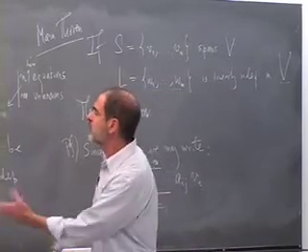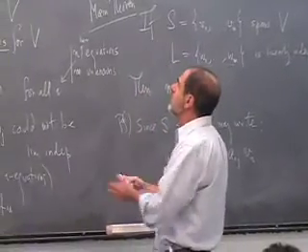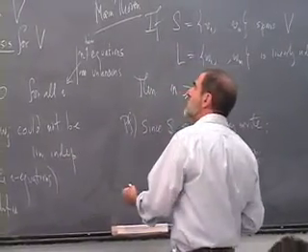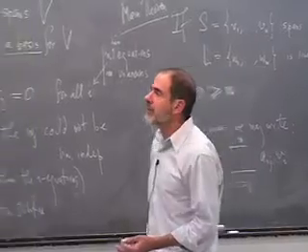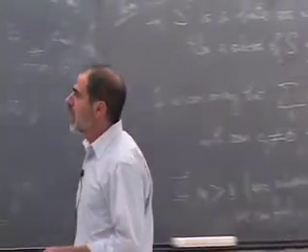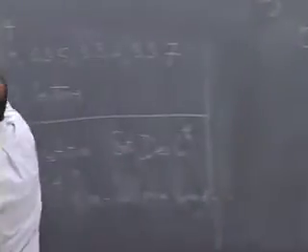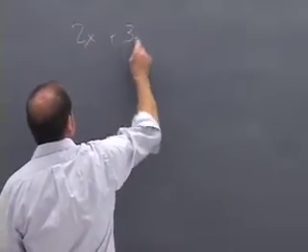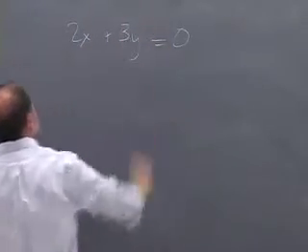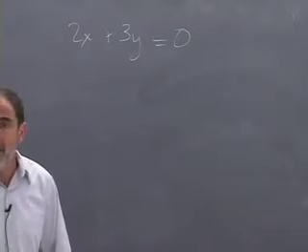Now, let's review this. When you have linear equations and you have more unknowns than equations, you can find a non-trivial solution. How does that work? Well, this is the sort of thing one learns in 8th grade. If you start with one equation and two unknowns, like 2x plus 3y equals 0, you can find a non-zero solution, x and y.